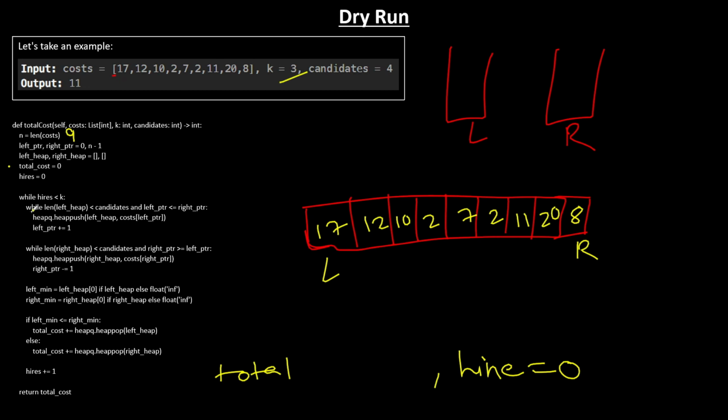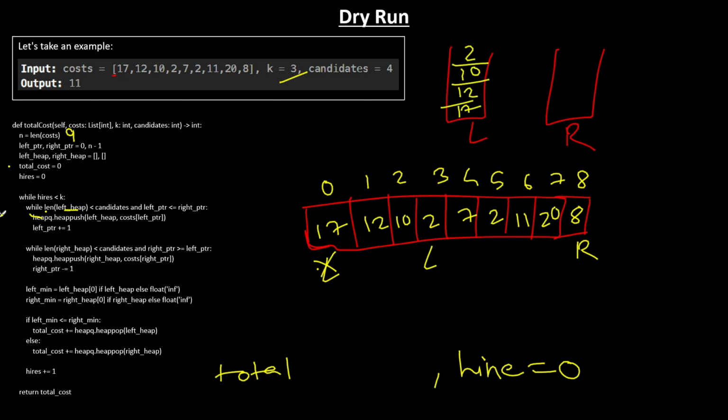Okay. So while length of the left heap is less than candidates, length of the left heap is 0 right now, if you could see. And candidates value is 4. And left pointer is less than or equal to the right pointer. So what we will do, I will just skip it and we'll directly go and put these 4 values into the heap. So basically L will come, let me write the index values also, from here to this particular part, and they put the values serially, 10, 12 and 17. So this particular while loop gives this particular thing.